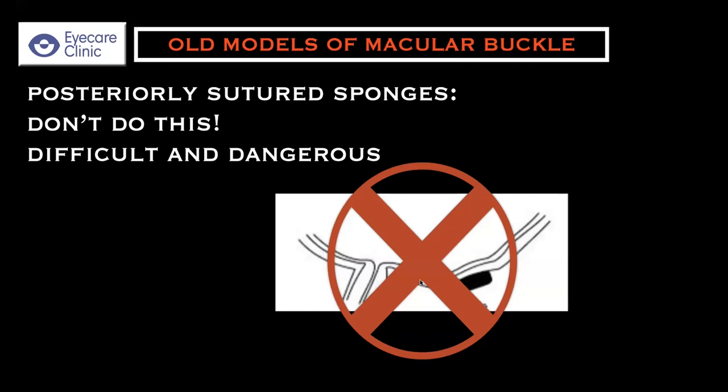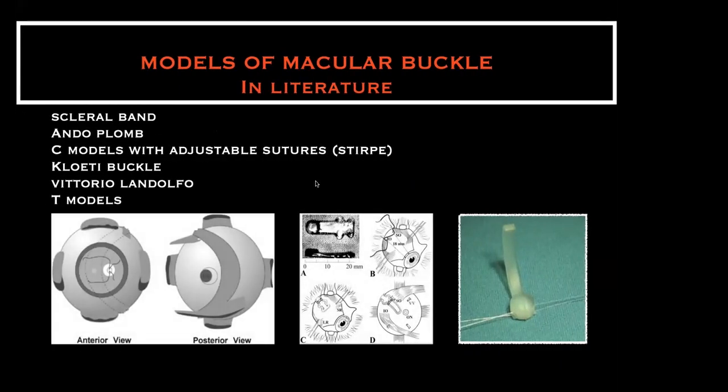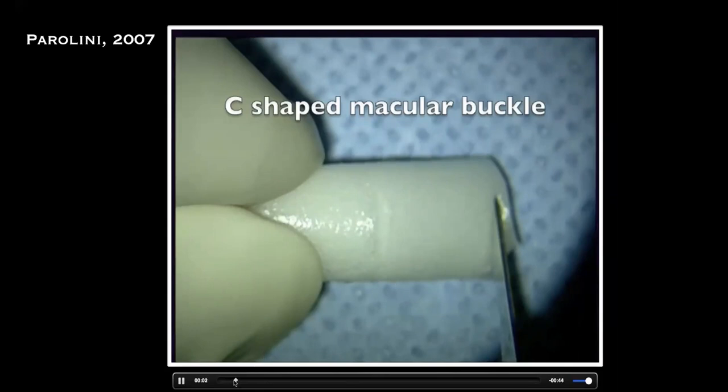So I picked up the surgery with this type of approach, and I changed it. I said, we should not place a buckle behind the macula. We should place a buckle that we can suture anteriorly. You can also find different types of proposals in the literature, which remained isolated and unfortunately never had luck. This is the very first buckle that I implanted.